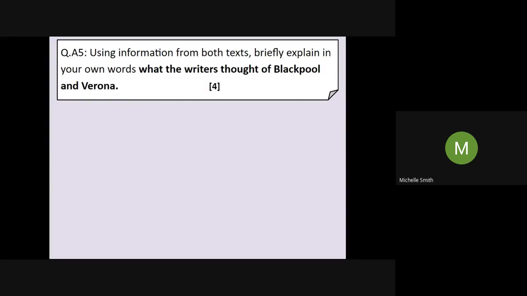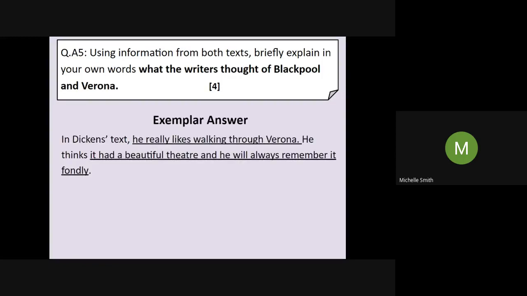Okay, excellent. So hopefully we've had a go at that. I'm going to show you the answers that I have written down, although this is not the gospel. You could have written lots of different things. These are just the ones that I happen to choose. So the first thing I say is in the Dickens text, he really likes walking through Verona. That's my first point. He also thinks it had a beautiful theatre. That's my second point. He will always remember it fondly. So actually, I've written 3 things there and I only needed 2. I'm just showing off. So he really likes walking through it and he thinks it had a beautiful theatre.